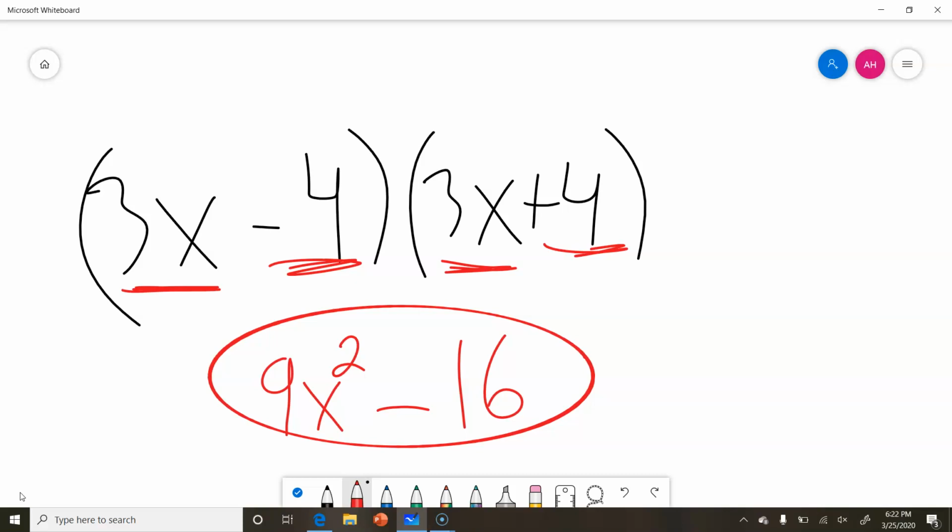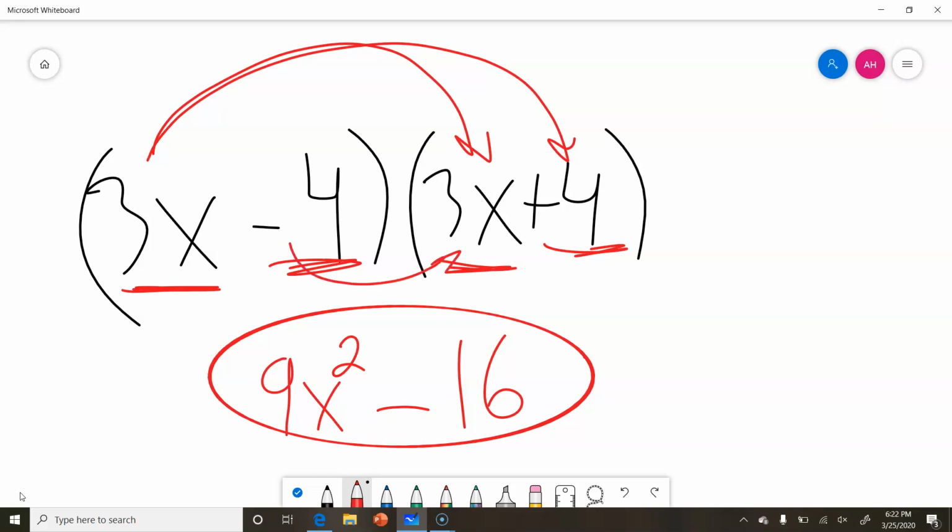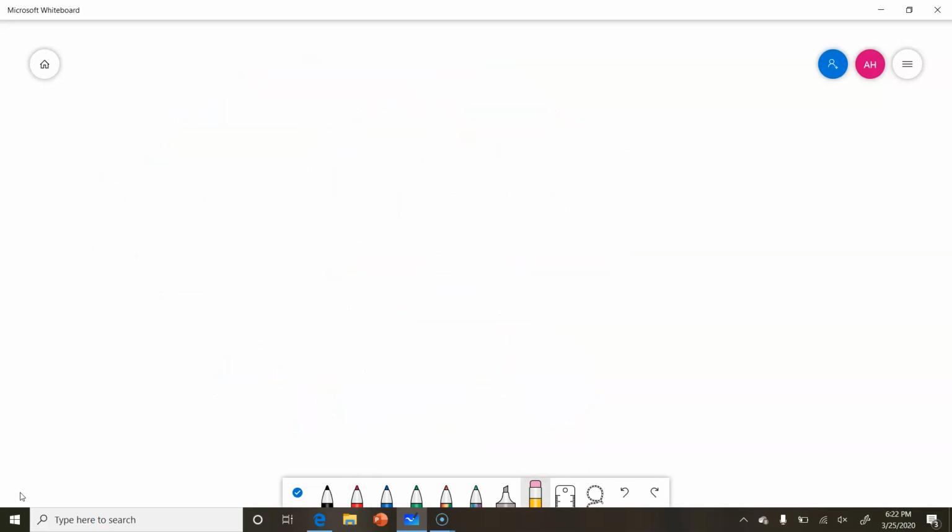I could have done that with FOIL, right? I could have done 3 times that, and I would have got this right here. And then look what would have happened. I would have had 3x times positive 4, which would have been plus 12x. Then I would have had negative 12x, and they would have canceled out. And then lastly, I would have had 4 times 4 and got negative 16. So as you can see, you can do it either way. Again, I do not care. Whichever way you want to do that, feel free to do so.